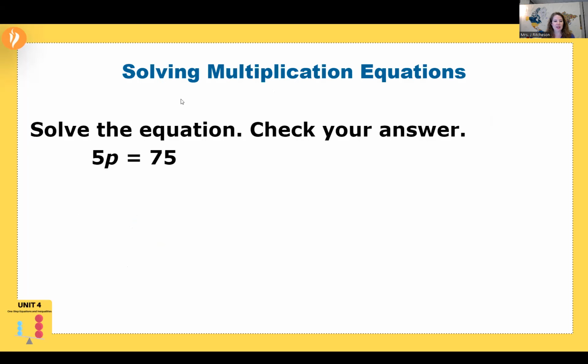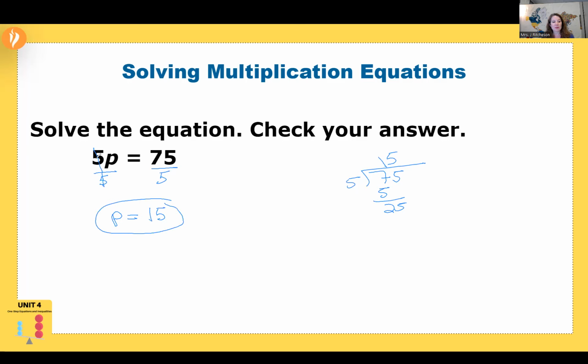All right, so here we have another equation, 5p equals 75. What's happening to our variable p is being multiplied by 5. So we're going to do the opposite operation. We're going to divide both sides by 5. 5 divided by 5 is 1. 1 times p is p. And 75 divided by 5. 5 goes in 7 once. 5 goes in 25 5 times, so p is equal to 15.